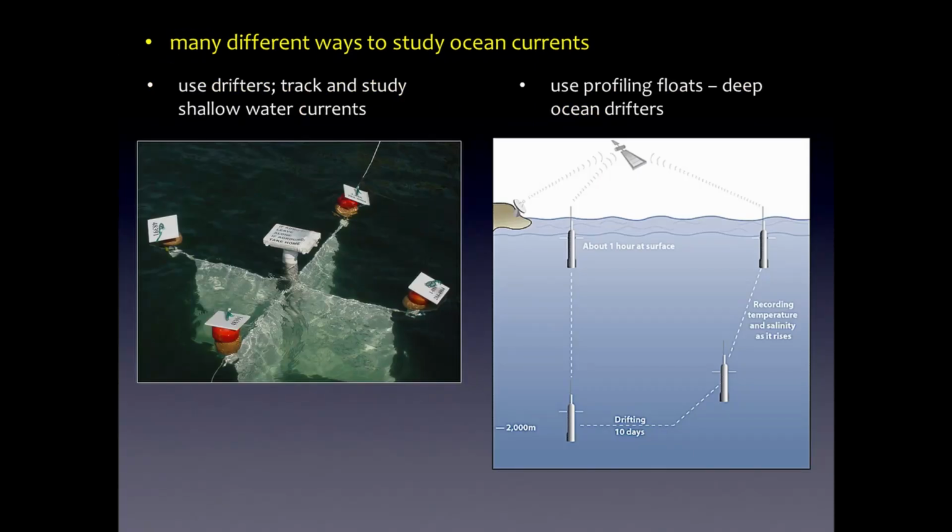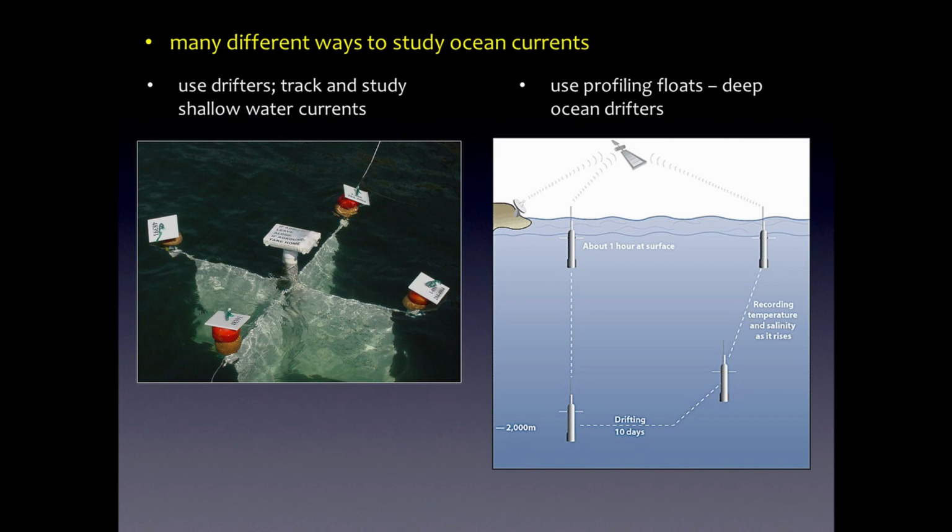Other examples of instrumentation used to study currents are drifters. Drifters can be constructed by a number of different methods. You can find plans online. This is something that primary school classes quite often do. Basically, the drifter gets placed overboard. There's a transmitter, once again, which relays data to a satellite and provides data about its location day after day. From this, people can track and study shallow water currents.